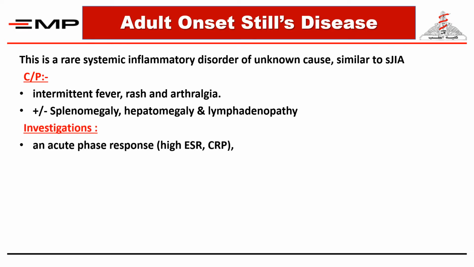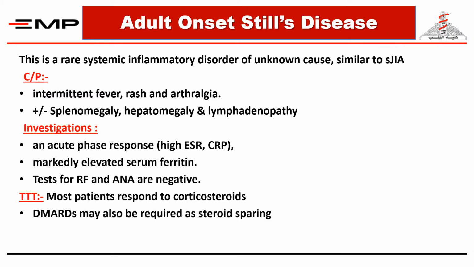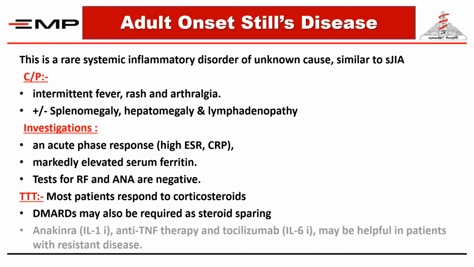Investigations show an acute phase response with high ESR, CRP, and markedly elevated serum ferritin. Tests for rheumatoid factor and ANA are negative. Treatment: most patients respond to corticosteroid. DMARDs may also be required as steroid sparing. Interleukin 1 inhibitor, which is anakinra, anti-TNF alpha therapy, and tocilizumab, which is interleukin 6 inhibitor, may be of help in patients with resistant disease.